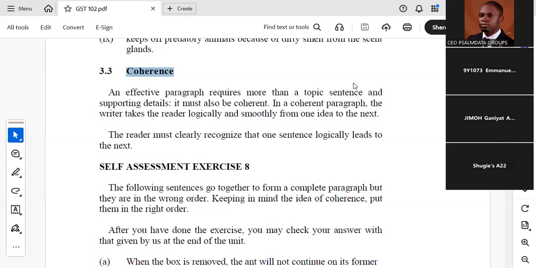Can you try? What do you mean by coherence? Have you heard about the word before? Or what do you understand by the word coherence, if you have heard about it before? Yes? No idea, sir. Okay.